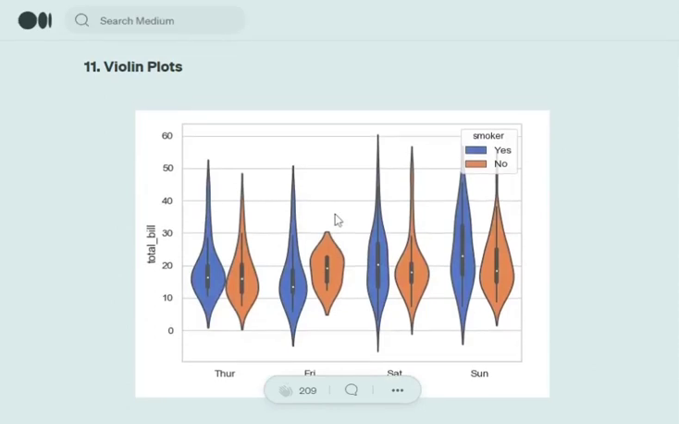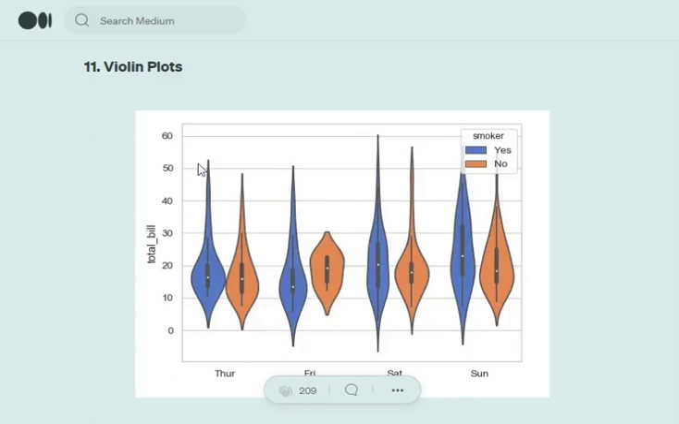Now in case of violin plots, what we are doing is making it more continuous, and also, similar to a box and whisker plot, we are providing the median, the highest, the lowest, the 25th quartile and the 75th quartile value as well.